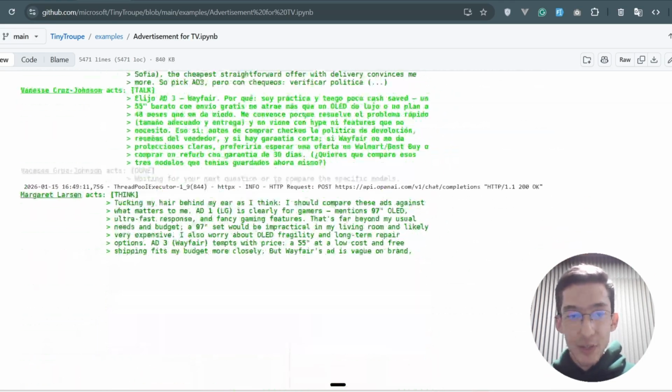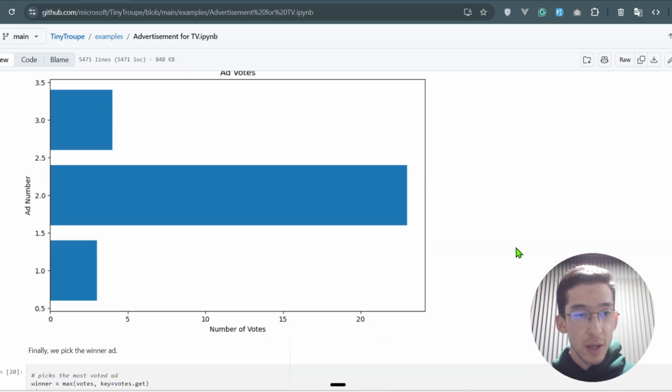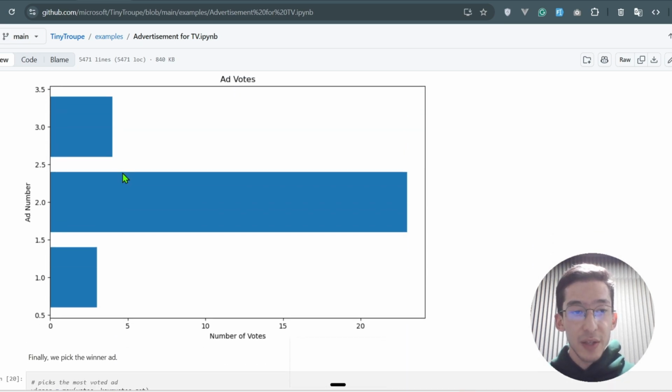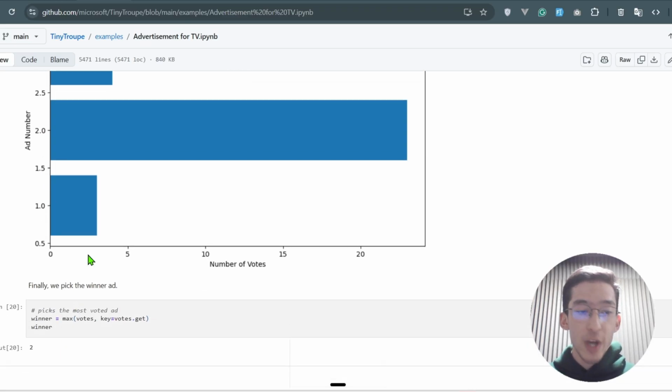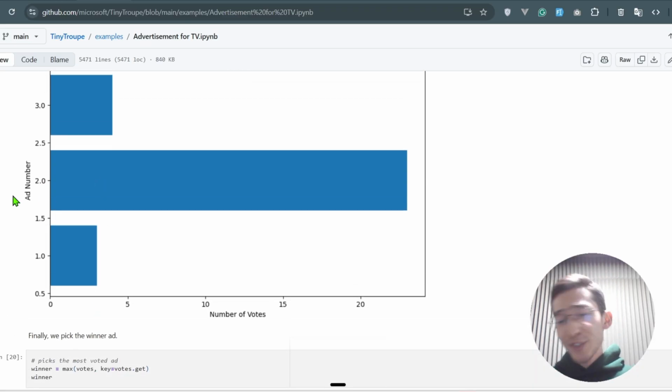And let's see the graph. Here's the graph that says ad 2 was most popular across the agents that were simulated by the population data of the US. So most probably the second creative will be more efficient and the second product will get more sales. Okay, the winner is the second. Okay, it all sounds good.